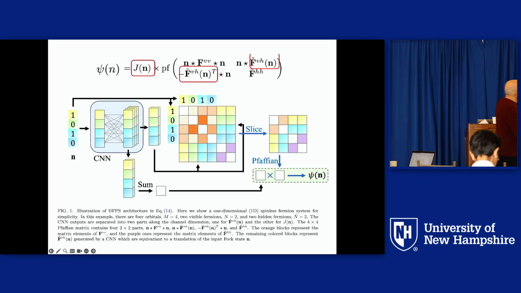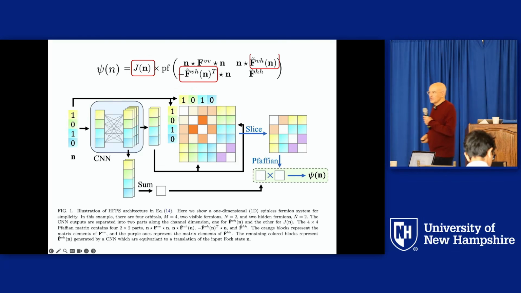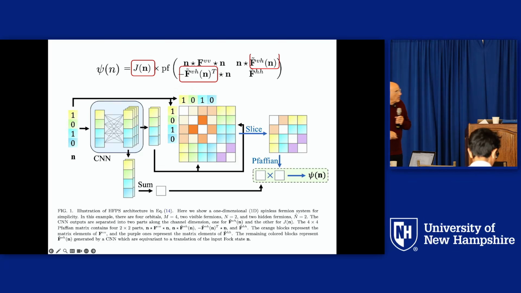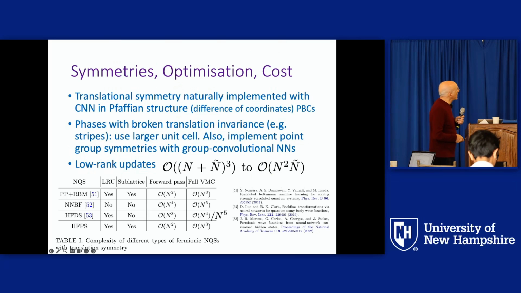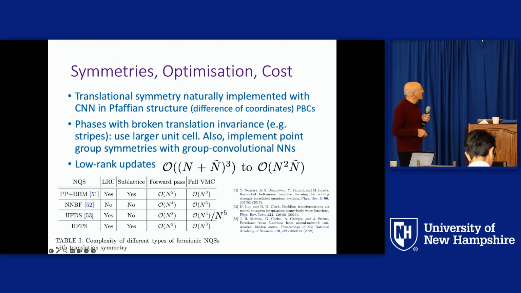And then this is all collected. This guy goes into the justron. This guy goes into the FVH. And that gives us our amplitude psi. Okay, so this is the general framework. Just a few very important details about symmetries, optimization, and cost.